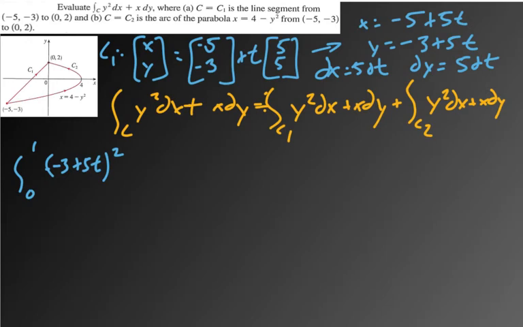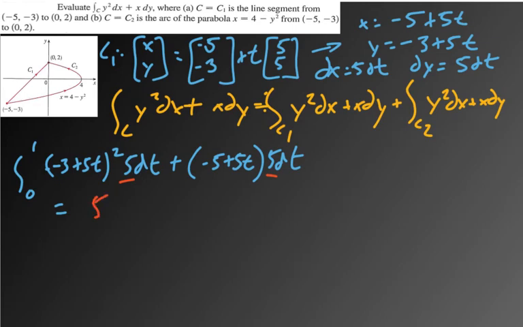Just go and plug in dx right here. And so dx is 5 dt, and then plus x, which is -5 plus 5t, and then dy is also 5 dt. All right, so now that we've got everything in terms of dt, there's a 5 in these things. We could pull a 5 out if we wanted. And then we basically can just combine everything.